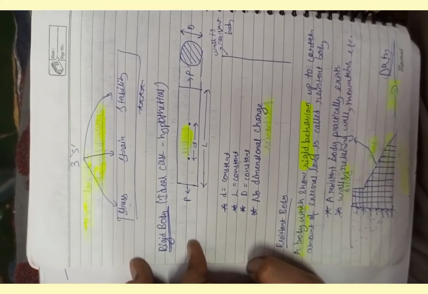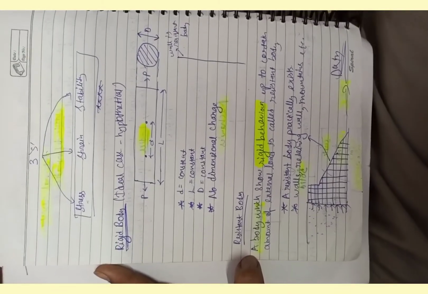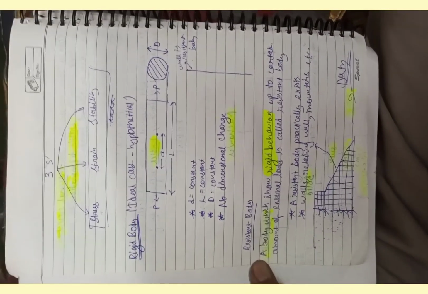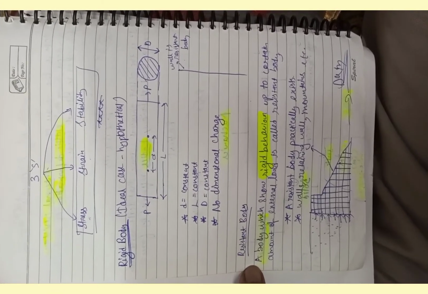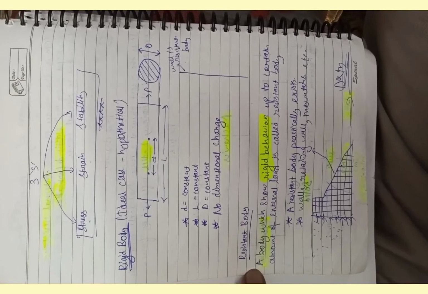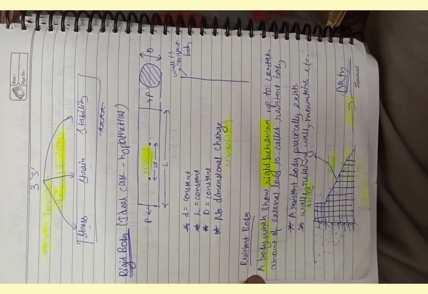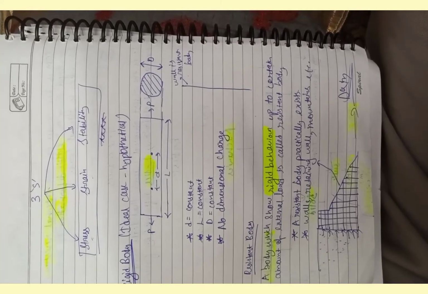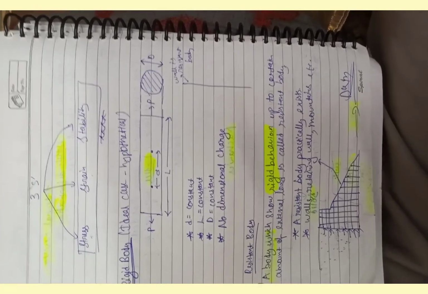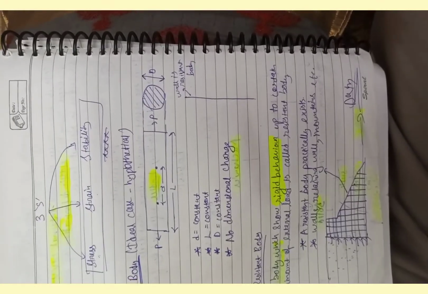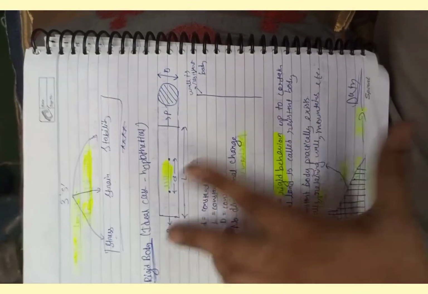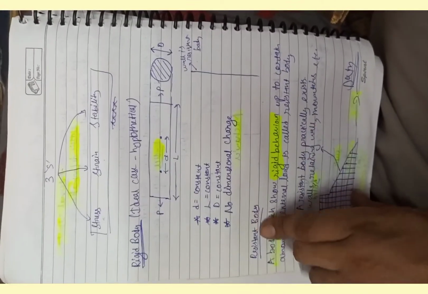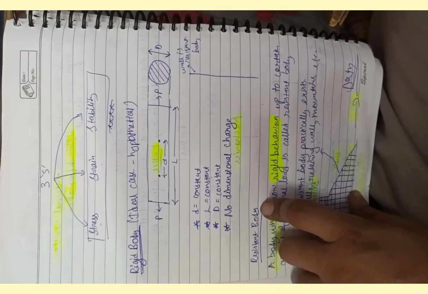What is a resistant body? A body which shows rigid behavior up to a certain amount of external load is called a resistant body. A resistant body practically exists: walls, mountains, retaining walls, dams, etc. Rigid body is a hypothetical case, and resistant body is a different thing.